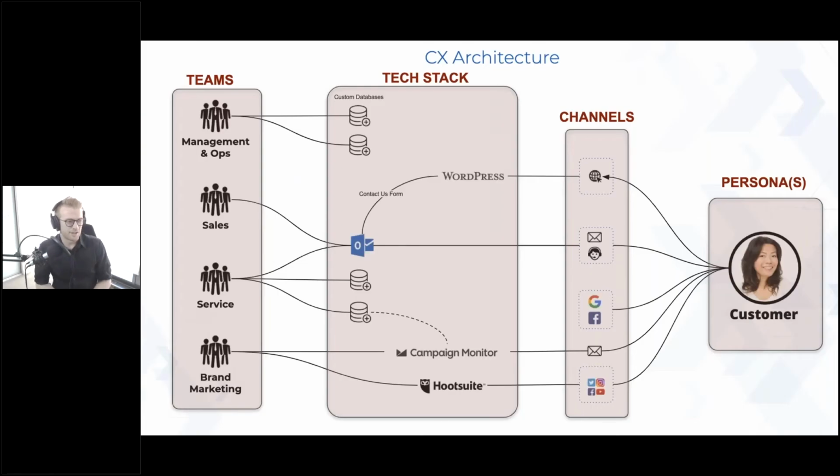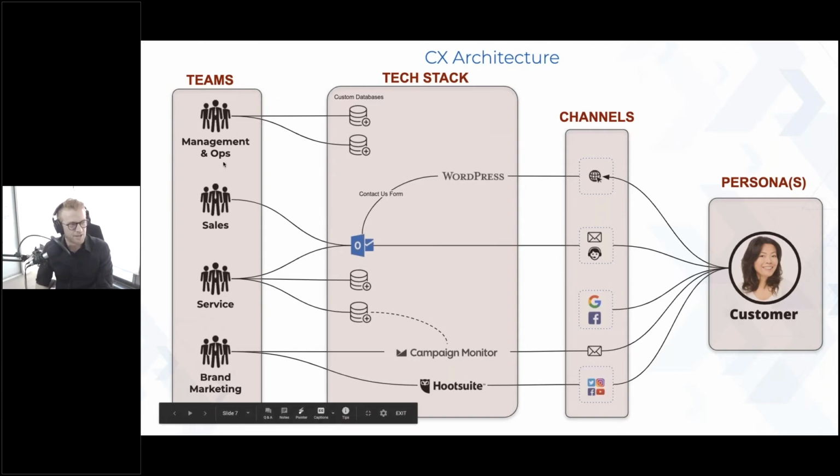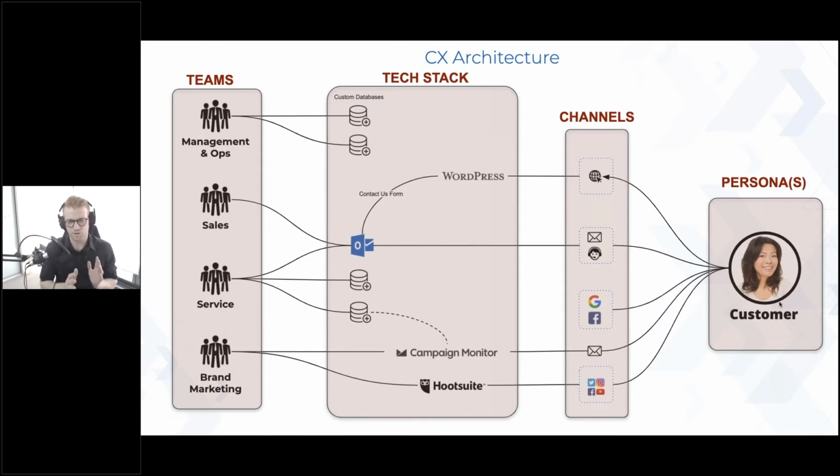Great. Just a little reminder on what a CX architecture diagram is. On the left are the teams. These are your internal departments or teams or business units. In the middle is your tech stack. Then you've got your channels. This is how you engage with your customer. These are the touch points. And then on the far right, you've got the personas. These are your external customers or people that you have to talk to or communicate with. So this is what I call a CX architecture diagram.